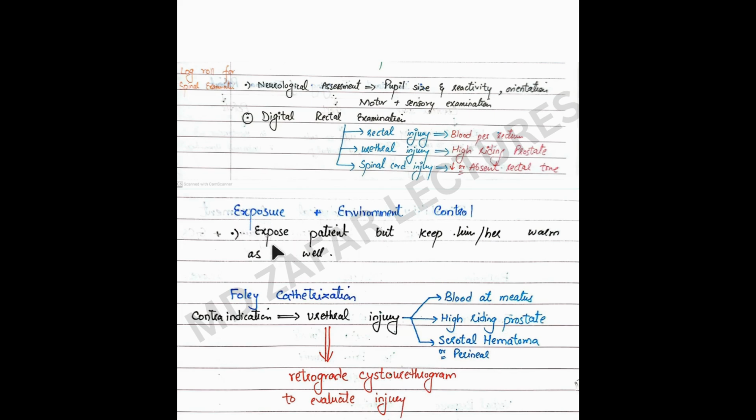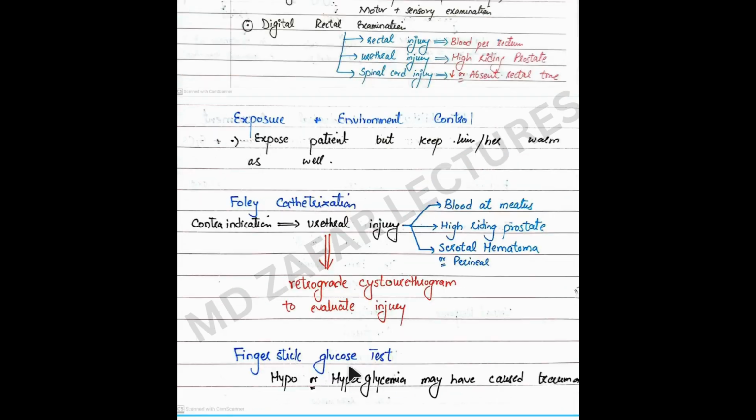Then next up we have the exposure and environmental control. For this we have to expose the patient, but at the same time keep them warm. Now there are 2 small sub parts of this ATLS protocol, that is the Foley catheterization and finger stick glucose test. For Foley catheterization, one thing is important. If we are suspecting urethral injury, then Foley catheterization is contraindicated.